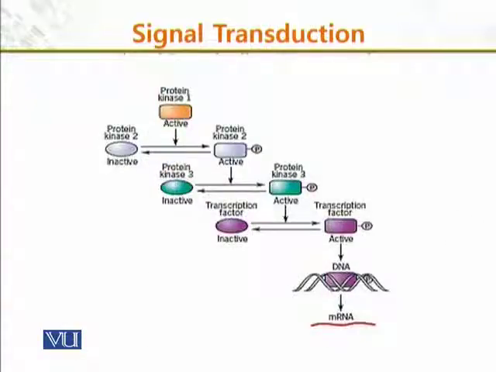For example, here you can see that the protein kinase becomes active and then inactive. Then protein kinase number 2 is active and then again inactive. Protein kinase number 3, active and inactive, and eventually the signal is transduced, the signal is transmitted to the DNA and virtually to the messenger RNA for the transmission, or to the cell.